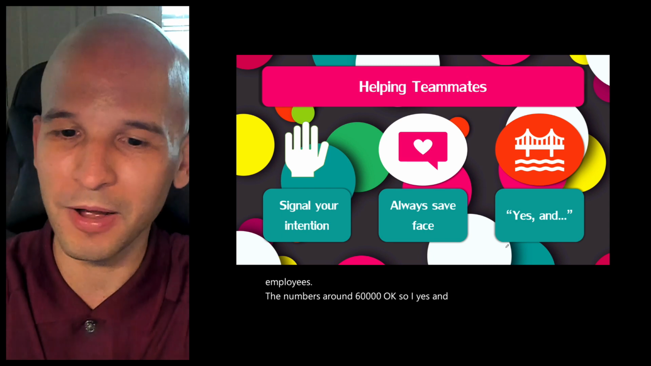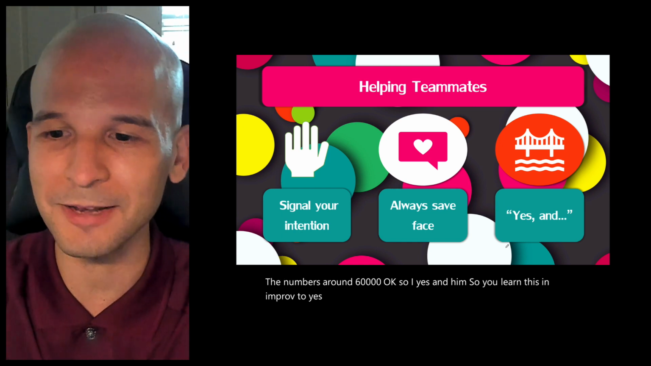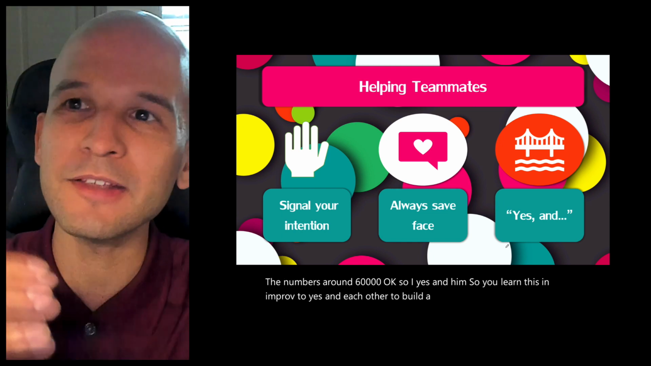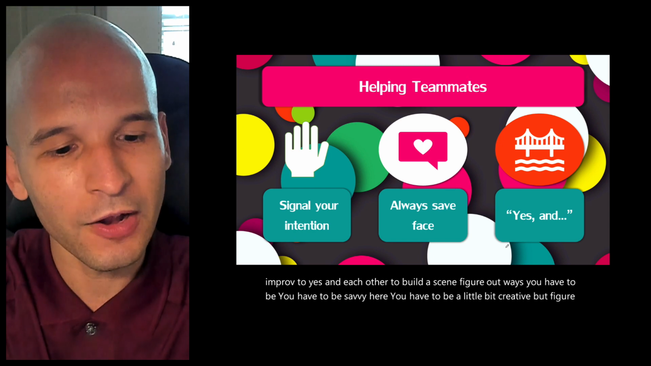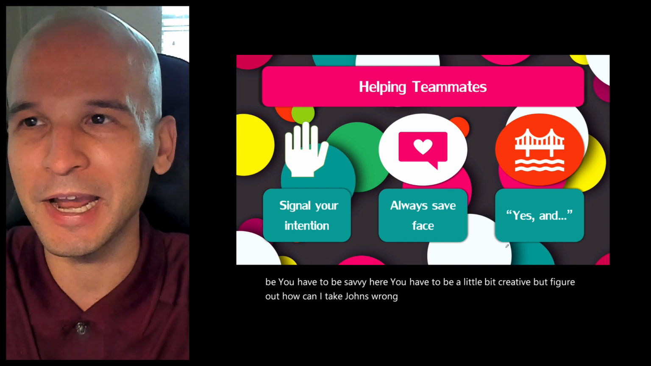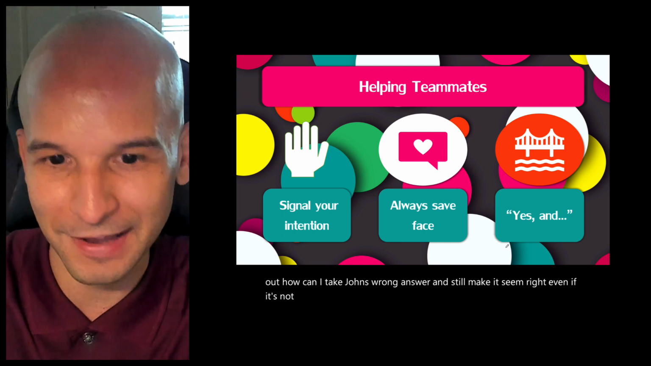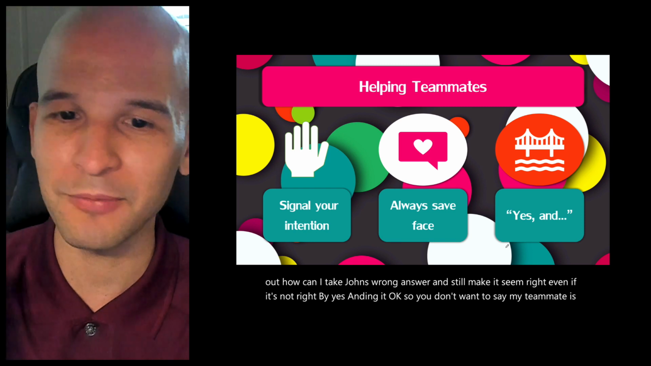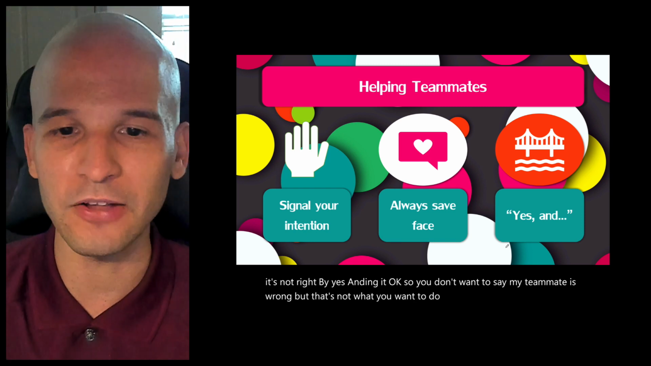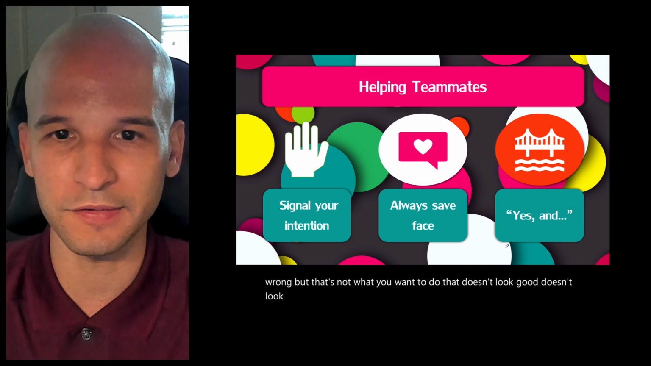So you learn this in improv, to yes-and each other to build a scene. Figure out ways. You have to be savvy here. You have to be a little bit creative, but figure out how can I take John's wrong answer and still make it seem right, even if it's not right, by yes-anding it. Okay, so you don't want to say my teammate is wrong. That's not what you want to do. That doesn't look good, doesn't look professional, doesn't make you all look like you're on the same page.